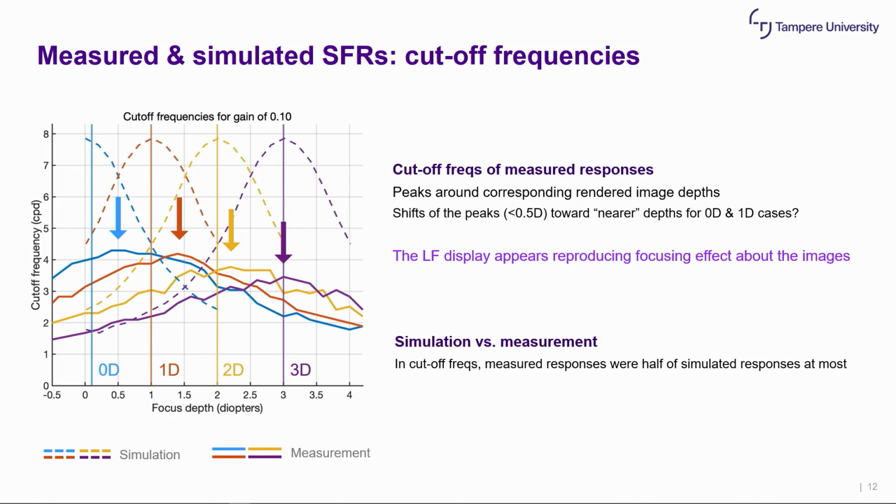Then we also plotted the cutoff frequencies of the simulated responses, which are the dashed curves. They don't show any error, quite simple. Then, obviously, a more visible difference is that the measured cutoff frequencies are much lower than the simulated ones, which means the measured responses were much worse than the simulation-based predictions.